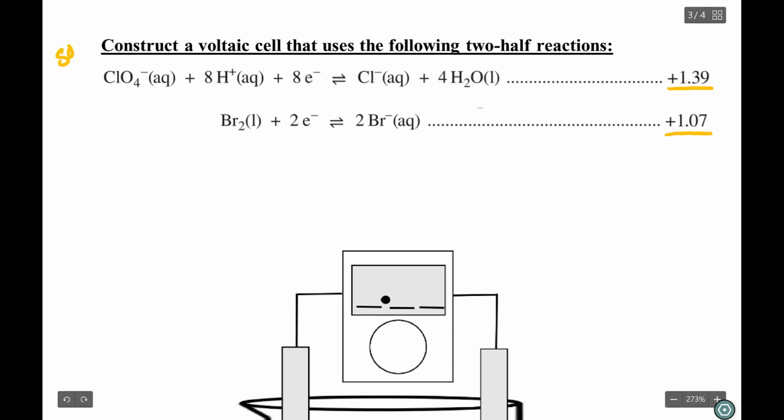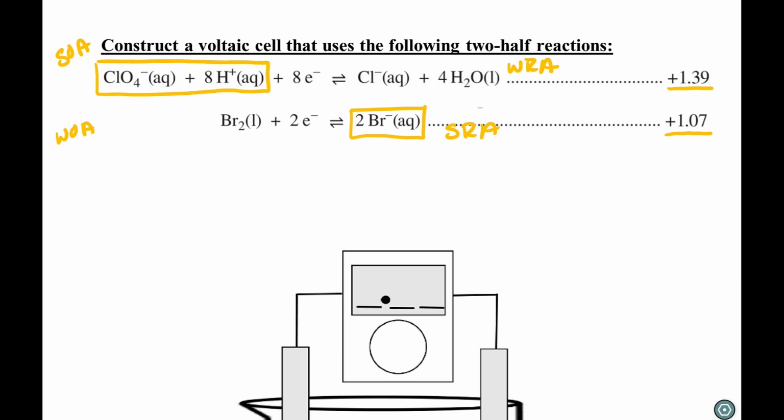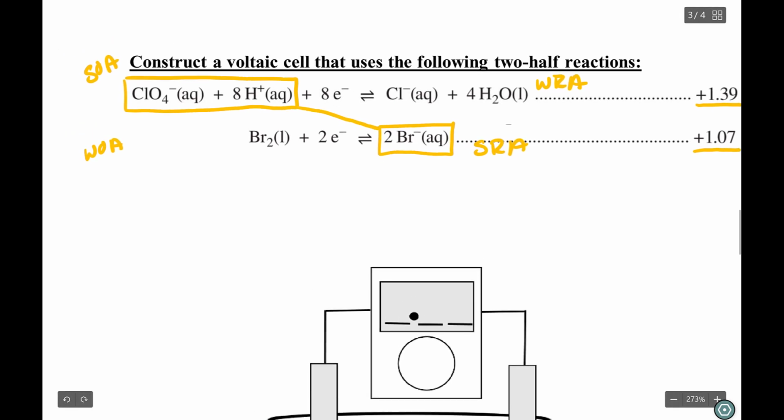So my SOA would be up here, my WOA here, my SRA here, my WRA here. So the spontaneous reaction would happen between the bromide and the acidified perchlorate, which is perchloric acid. So this is a spontaneous reaction between the 2. Well, this strongest oxidizing agent here doesn't have a solid to go with it. So I'm going to pick a platinum solid for it.